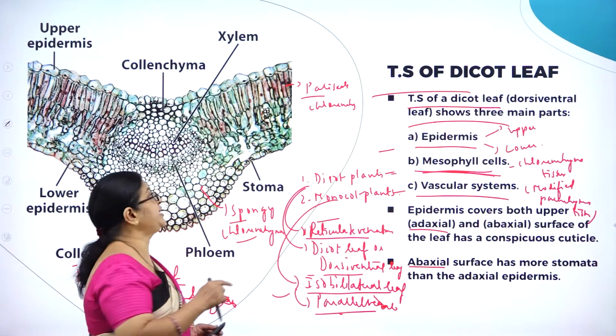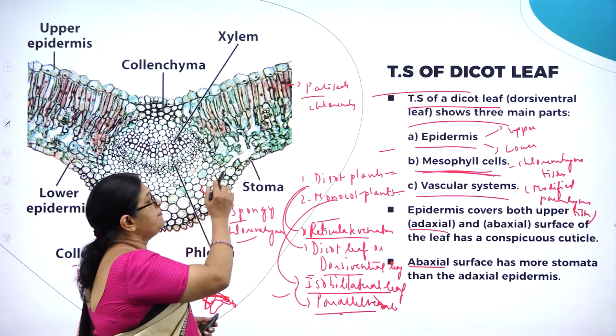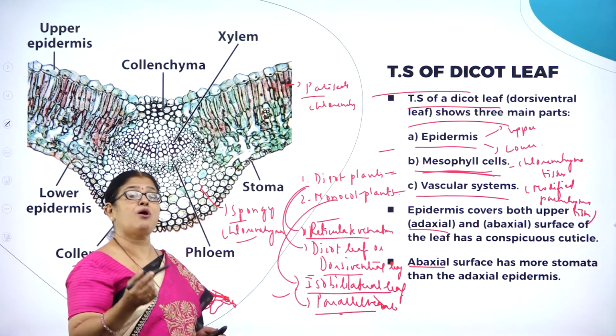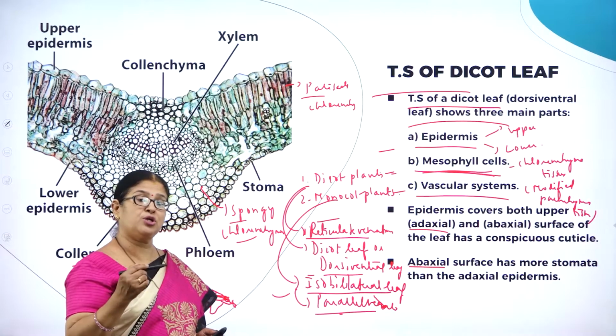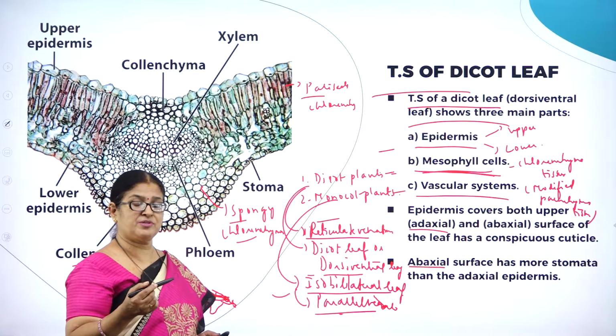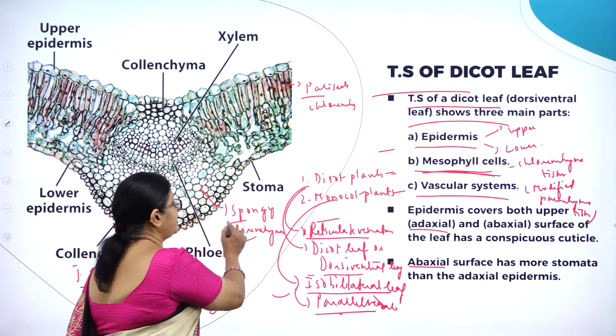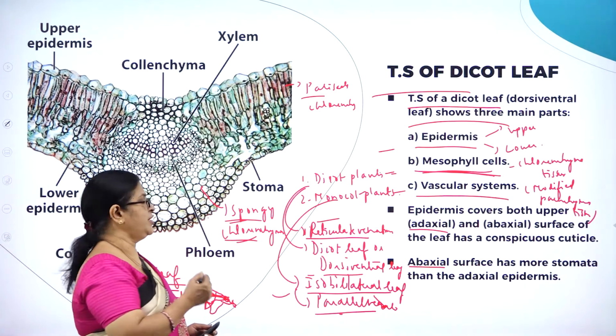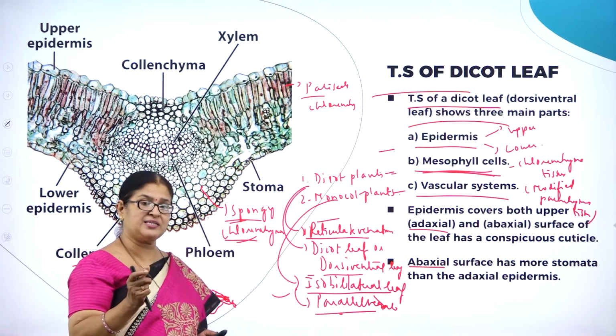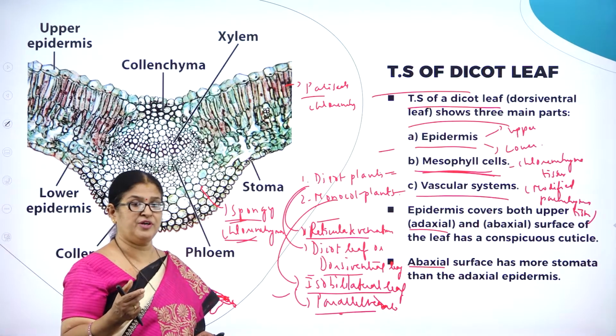How do you differentiate the palisade from the spongy? Palisade are elongated cells, compactly arranged and filled with chloroplasts, which take part in the process of photosynthesis. Spongy cells are spherical cells having large intercellular spaces, filled with chloroplasts.